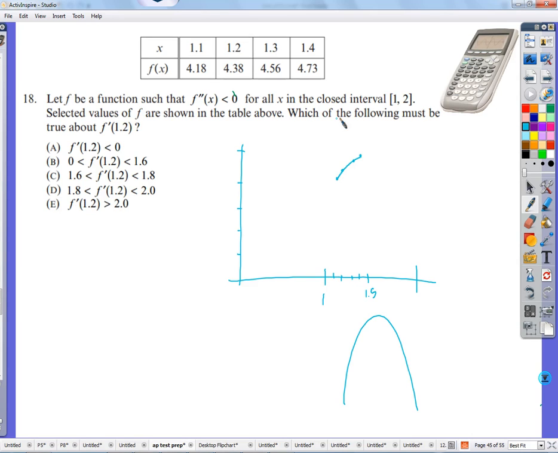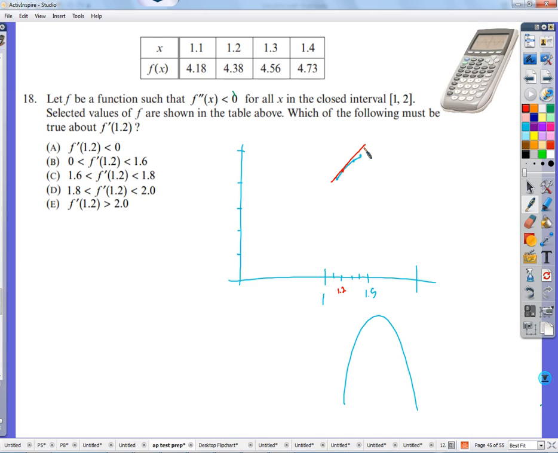Let's talk about the table, so the values are shown in the table above. Which of the following is true about f prime of 1.2? What does f prime of 1.2 mean? Plug 1.2 into the derivative. Right, and how will that look on the graph? What about the graph is given to us by plugging 1.2 into the slope of the tangent? Here's 1.2 right here, there's a point at 1.2, and here's the slope at 1.2. We have no way of figuring out what the slope is, right? Agreed? Well, what can we say about slopes in general in this function? What kind of slopes can we find? Well, they'll be positive when we find them.